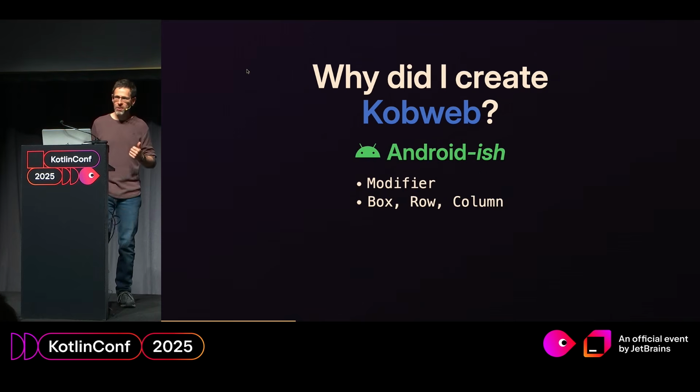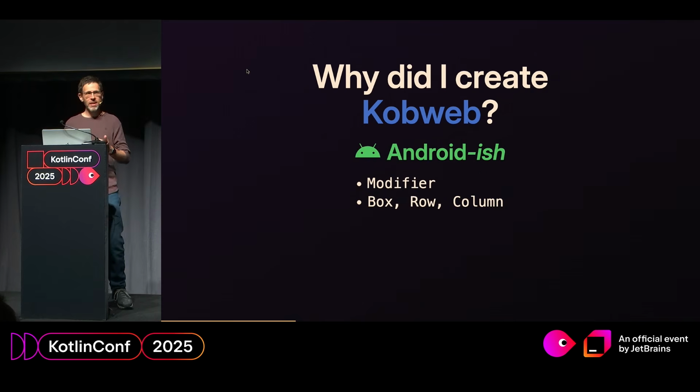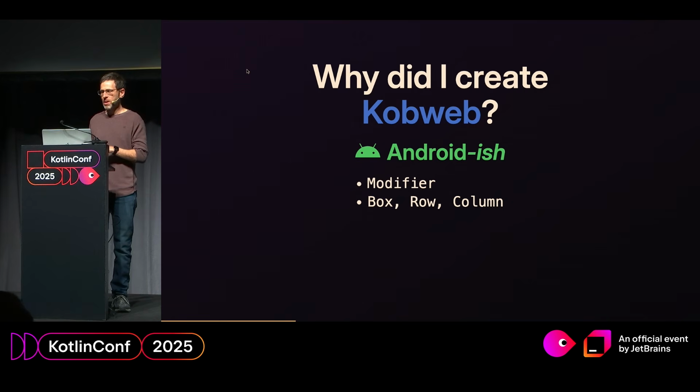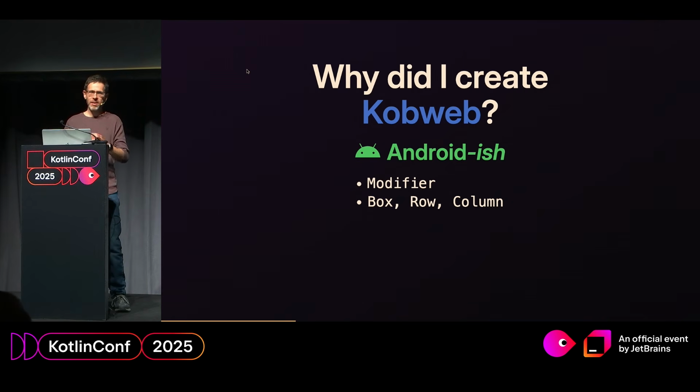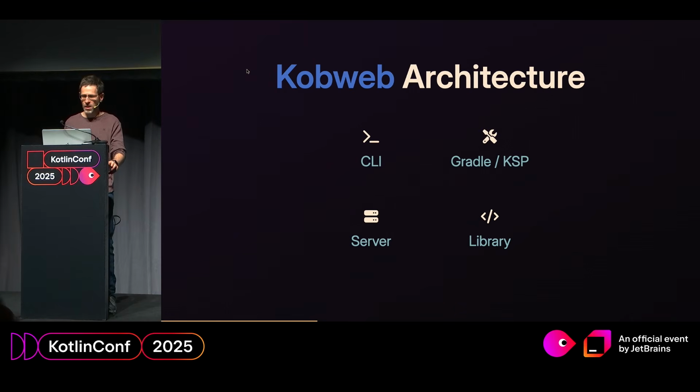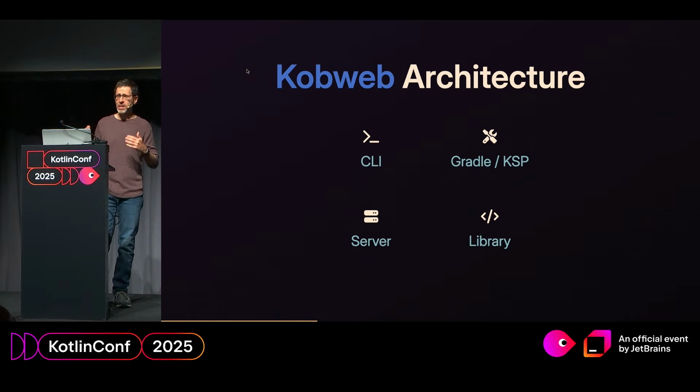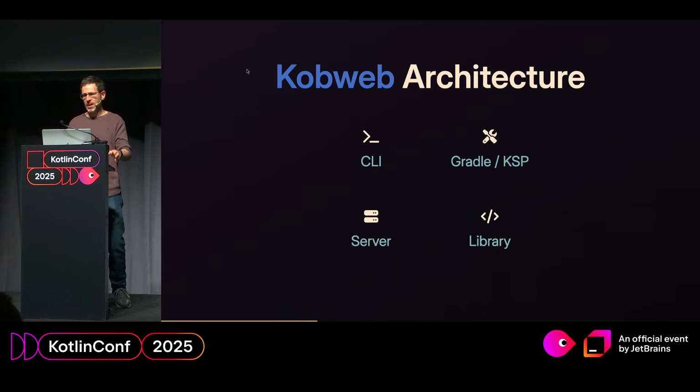And finally, my background is Jetpack Compose, and there's a lot of things I really liked about that library. So whenever possible, the web and Android are different, but sometimes there's some ideas I can borrow, and I think that they fit pretty well, even though it's on the web. Modifier, box, row, column, Android developers all know about those, and we're going to basically show examples of those in this talk.